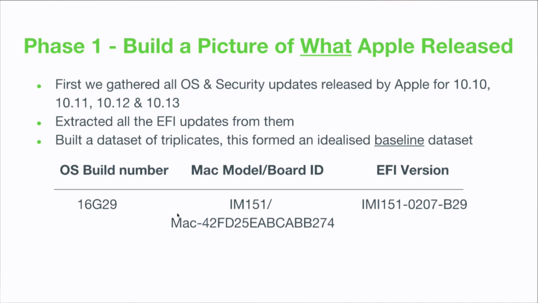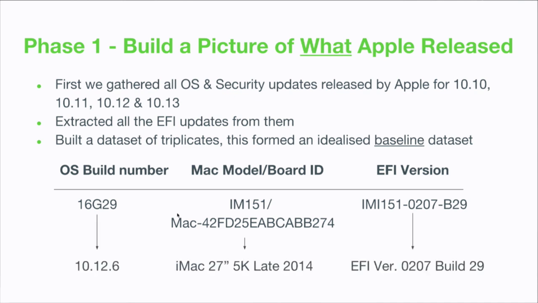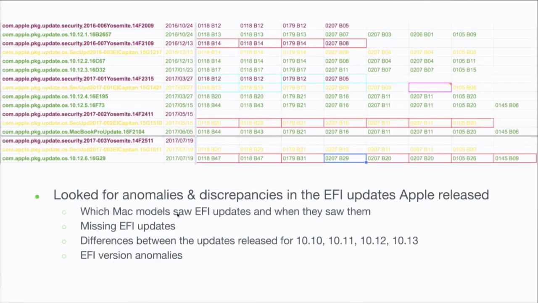The naming of the EFI files is often matched to a particular model of hardware, but as was mentioned, some EFI files will actually apply to more than one Mac model if they're essentially internally the same. So it's a good rule of thumb, but not to be completely trusted. In human language, this is 10.12.6, 27-inch 5K late 2014 iMac running EFI version 0207 build 29. So these are the triplicates that we built up.